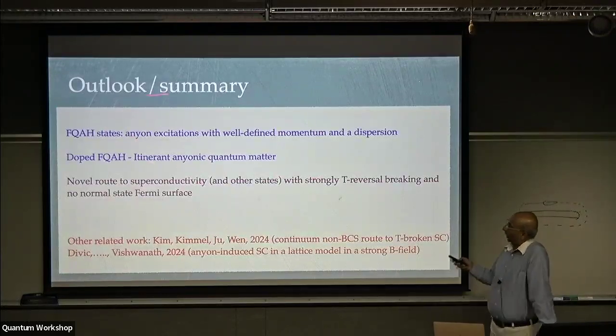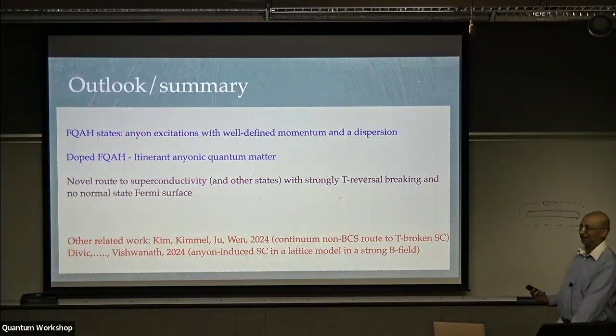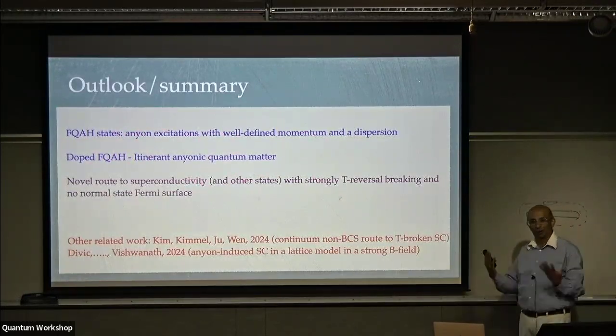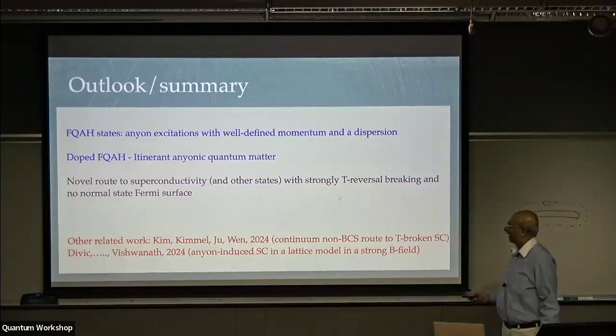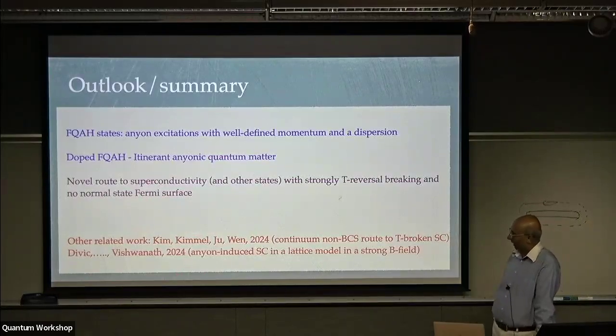So the main point I want to emphasize is that these states are different from fractional quantum Hall, and that the anyon excitations have a well-defined momentum under dispersion, right? So when you dope, there's a possibility of realizing itinerant anyonic quantum matter, which is something that's fun to play with, right? And this gives us a new kind of route, not just to superconductivity, but also to the other states.